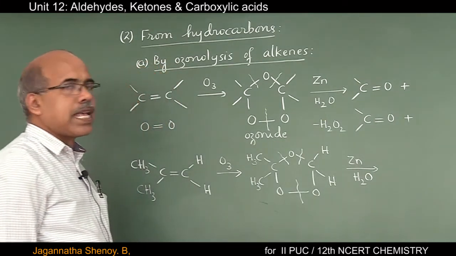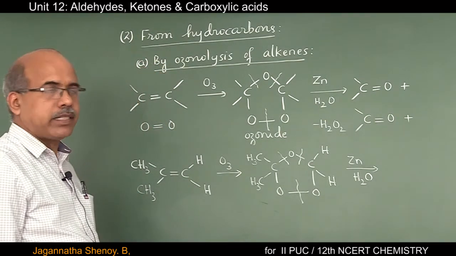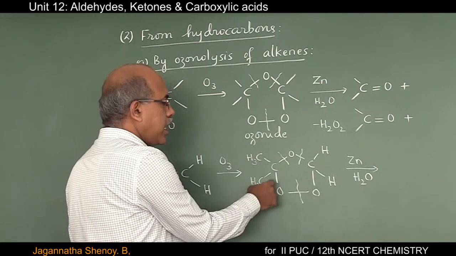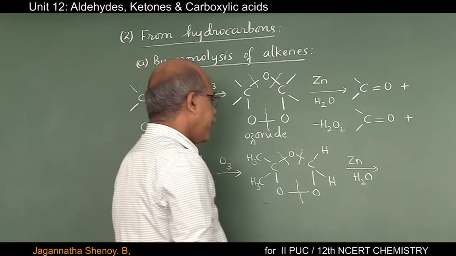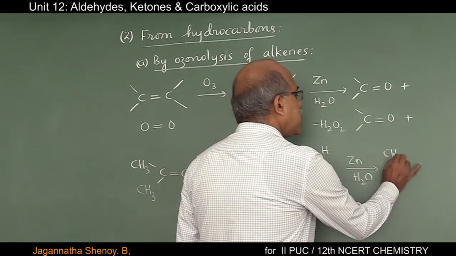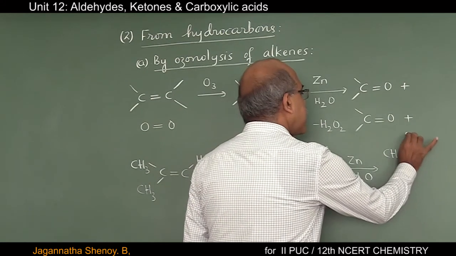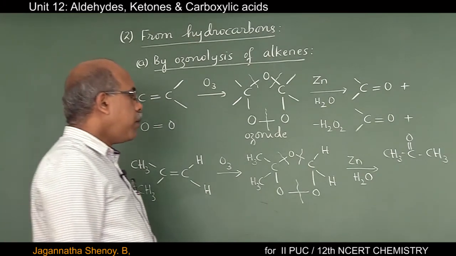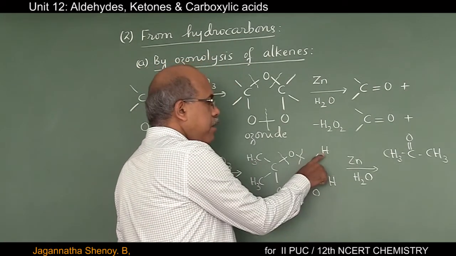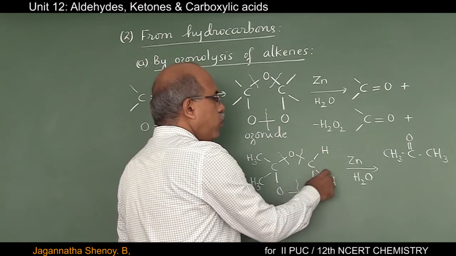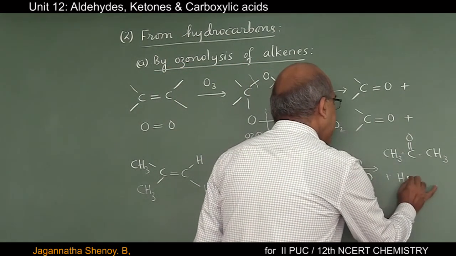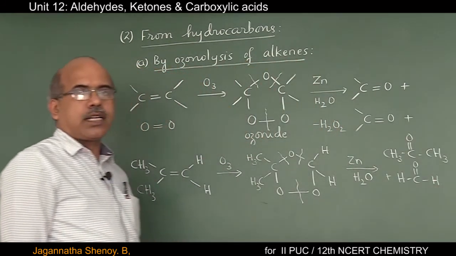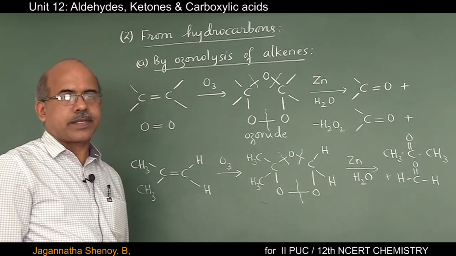You can clearly guess what products you are going to get. Here you can make out the formation of CH3C double bond OCH3. So one product is acetone, CH3COCH3, that is acetone. What about this particular product? Here you can make out it is HC double bond OH. So I'll get HC double bond OH. So these are the products of ozonolysis.